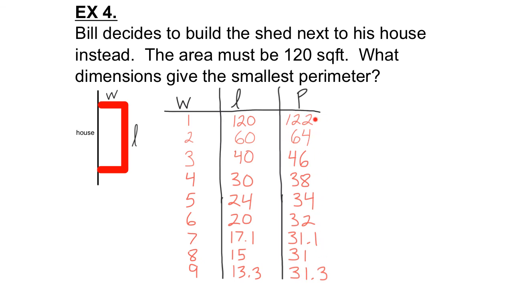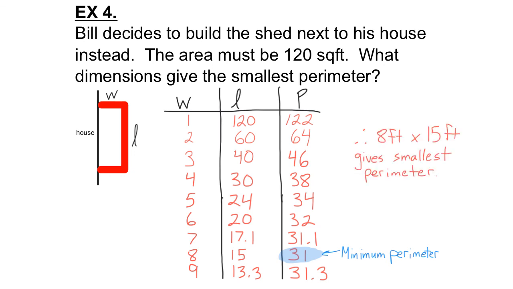Now you'll notice the perimeter decreases, decreases, decreases. It keeps decreasing. Oh, now it goes up again. So if we continued this list, we would notice that the perimeter starts to go up again. So as soon as the perimeter starts to increase again, you know you can stop making a list of possibilities. This is the lowest perimeter right here. So what dimensions give the smallest perimeter? 8 feet by 15 feet gives the smallest perimeter.